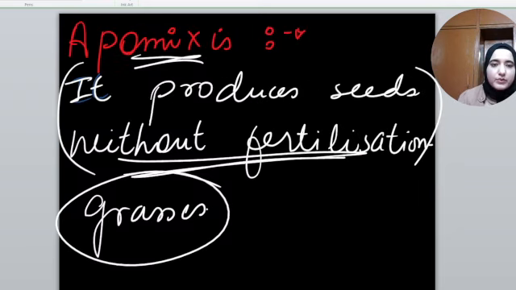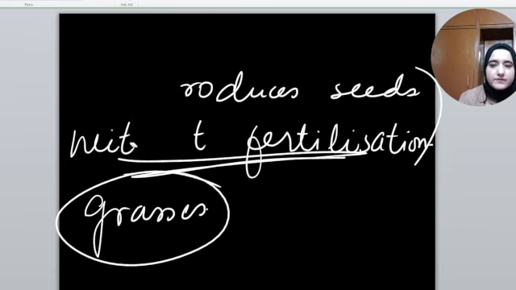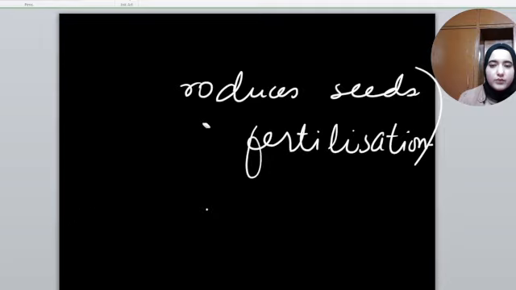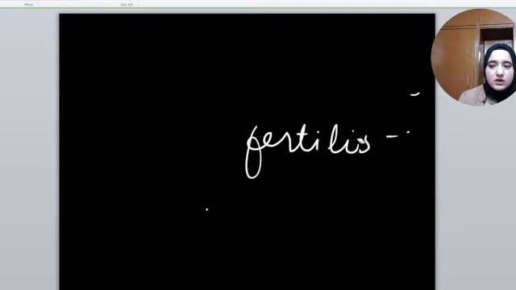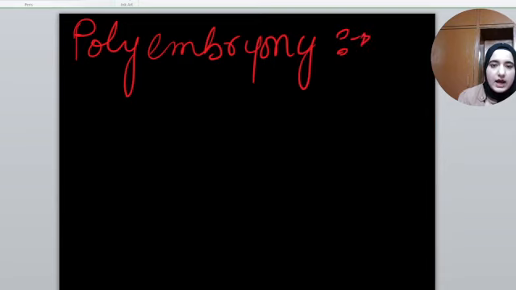Now, after apomixis, let's see polyembryony. Generally, we have one embryo inside each seed, right? But in some cases, as the name says, polyembryony, various embryos. As the name says, it's having many embryos, multiple embryos. So generally we have one single embryo in a single seed, but in this case, we have multiple embryos.